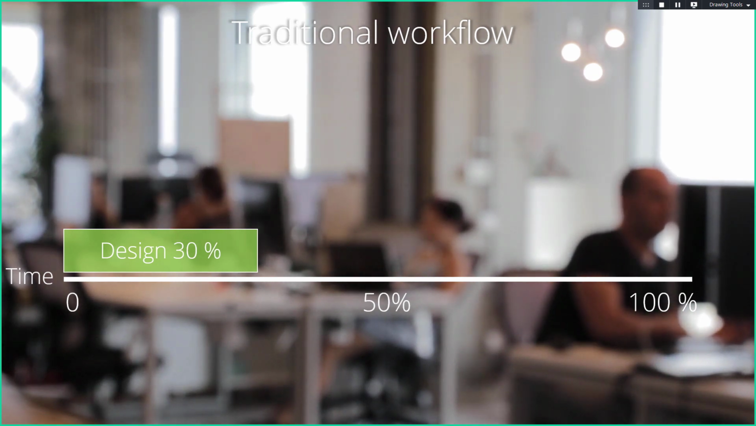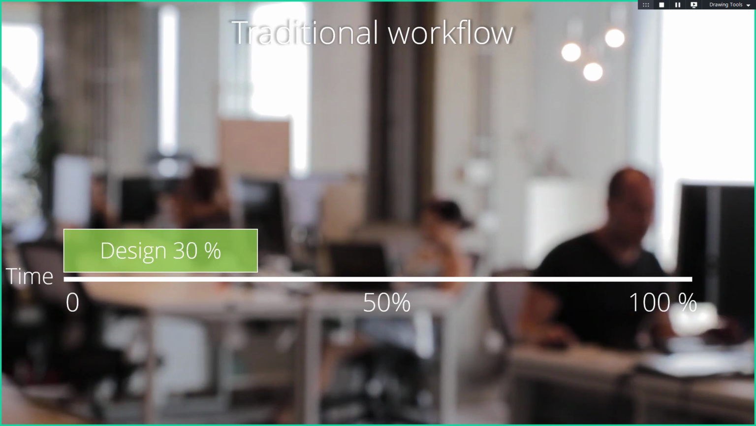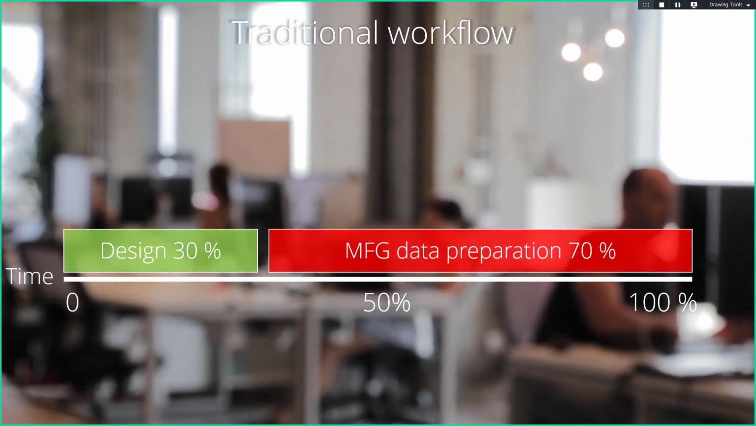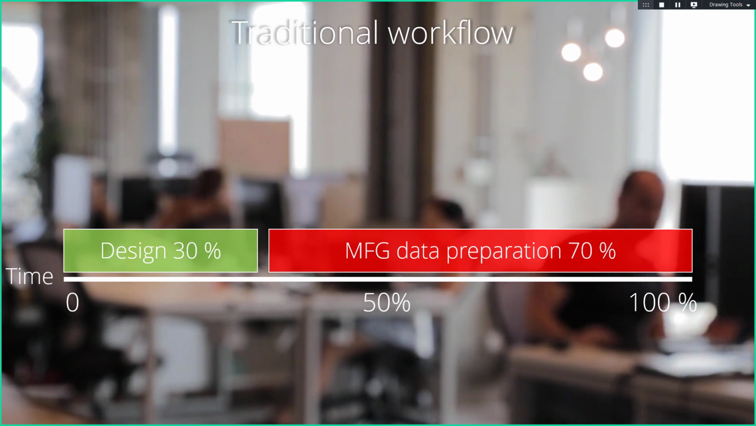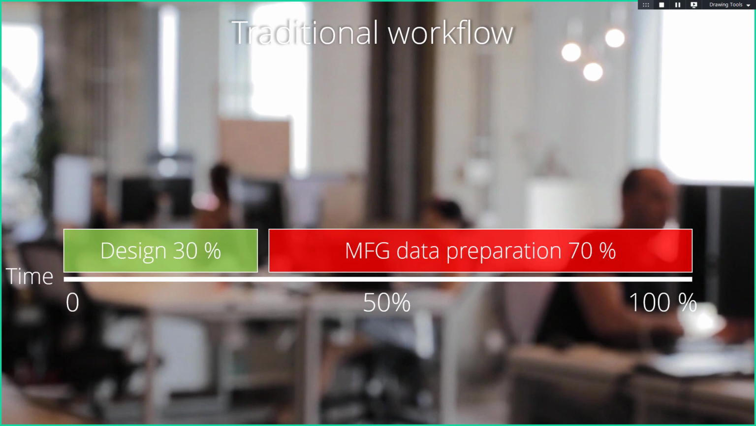If we ask them about how much time they spend on the design and on the production information generation, they talk about such numbers: on the design they spend 30%, and on the MFG data preparation they spend 70% of their time, which is a huge amount of time. So they spend on design, let's say, 3 hours, and they spend 7 hours to make the drawings, CNC, and of course the most routine task, the BOM generation.